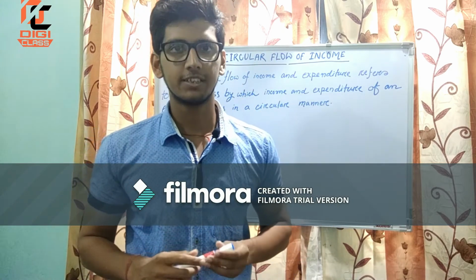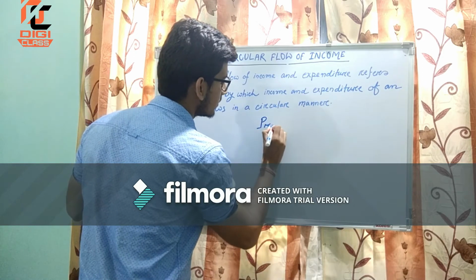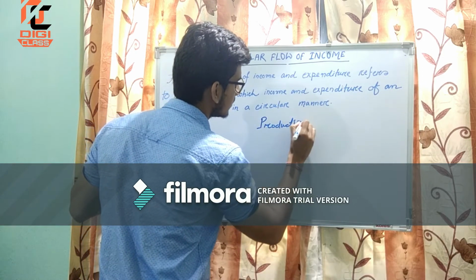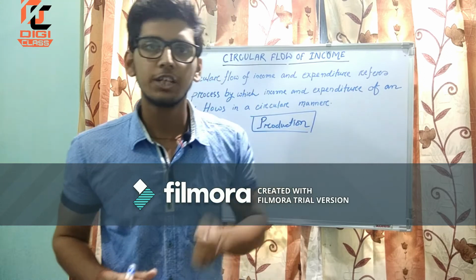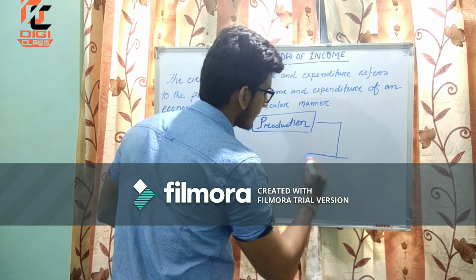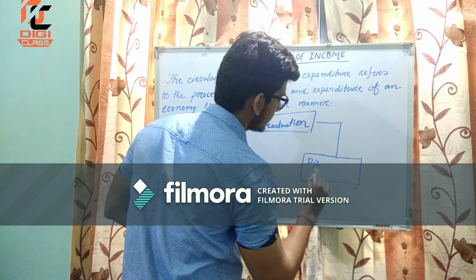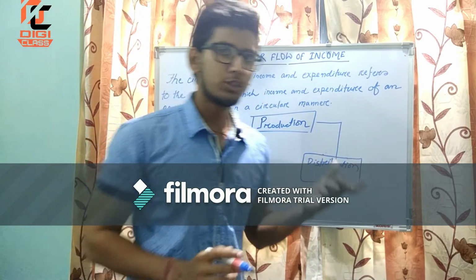Now, this circular flow happens in three different phases. That is, production phase, then distribution phase, and then comes the consumption phase. Let's understand it with a diagram. Production phase refers to the phase where, with the help of the factors of production, production units produce certain commodities. Now, while producing certain commodities, the production units will generate certain income.